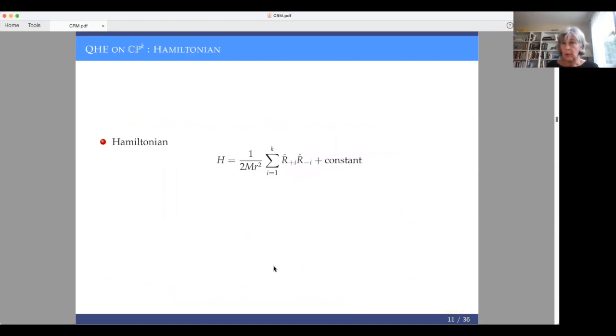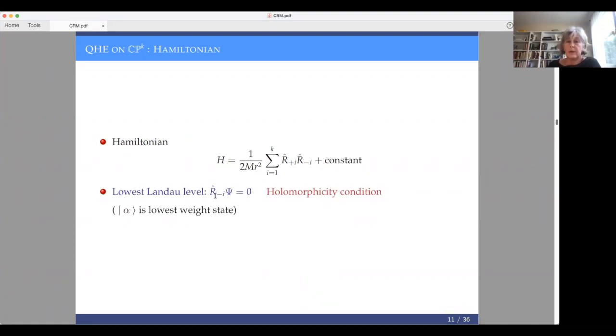We can also write a Hamiltonian in terms of the covariant derivatives. The covariant derivatives are the coset right transformation, so we can write a Hamiltonian in terms of them. The lowest Landau level now is annihilated by the right coset generators R, and this is the analog of the holomorphicity condition. This alpha now is the lowest weight state, so it's very easy to construct all the different wave functions. And also we can create higher Landau levels by acting with R+.